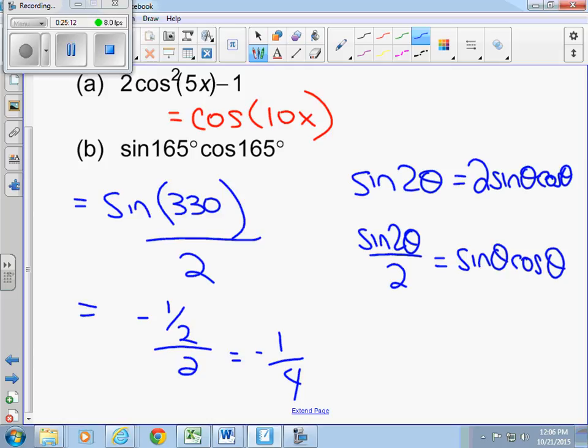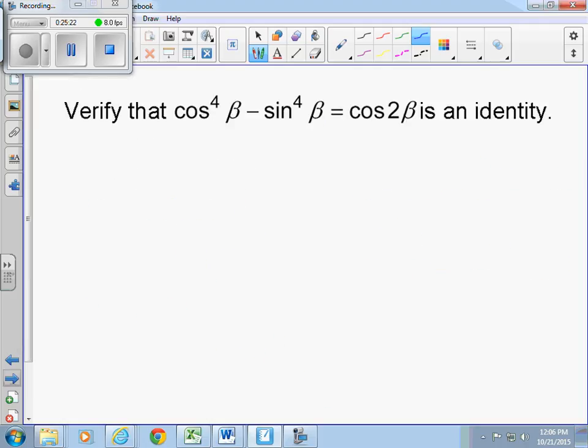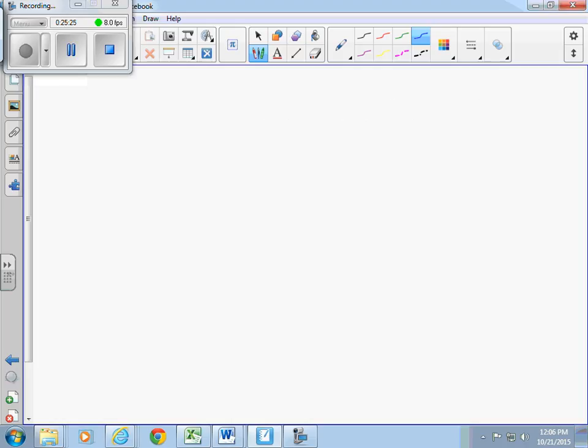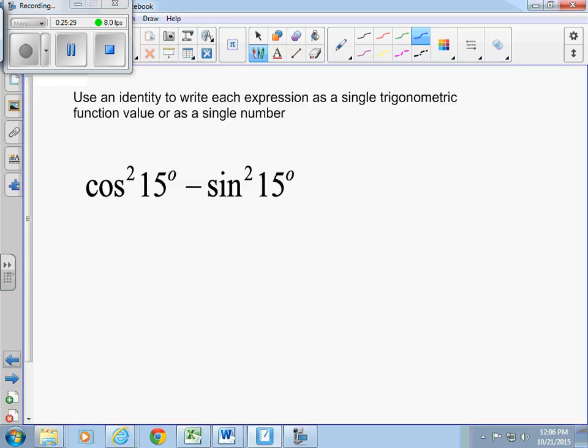Very much so, right? It is a lot prettier. So this is what simple angle identities can do for us. Okay, so let's look at this one. See if you can do this one.